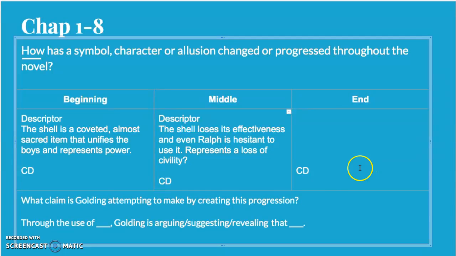You will need to draft an argument through the use of symbolism, characterization, or illusion. Golding is arguing, suggesting, or revealing that. And then here's where you need to give me some argument about theme.